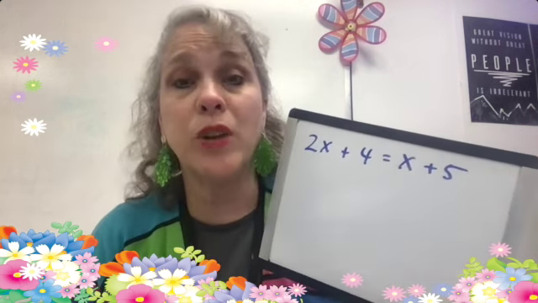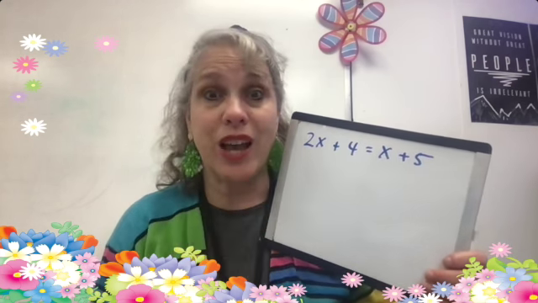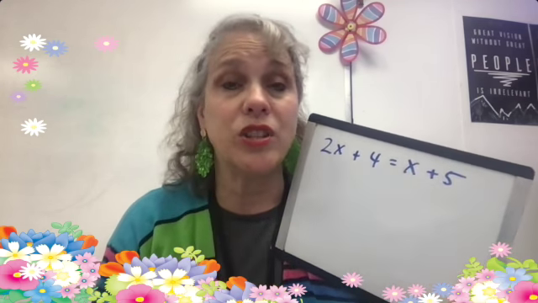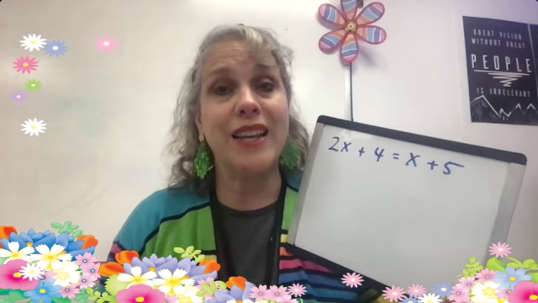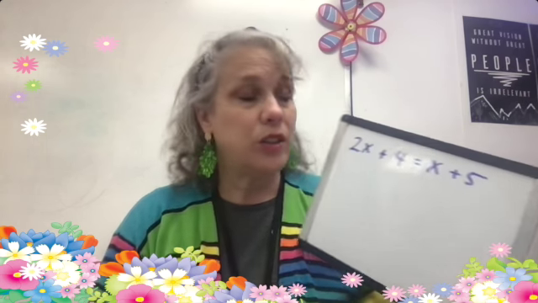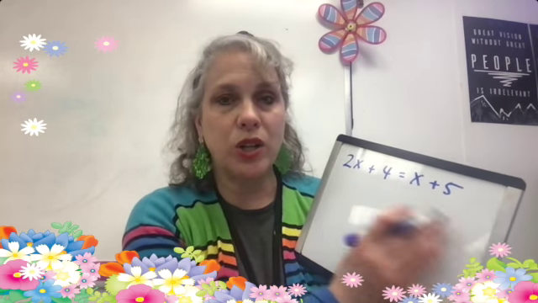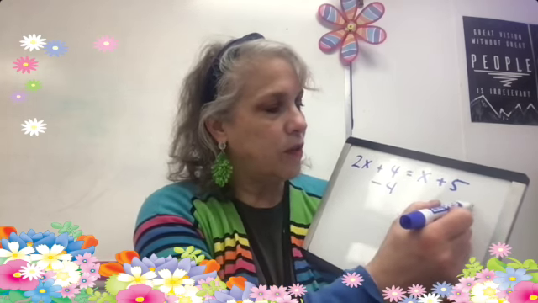2x plus 4 equals x plus 5. Now on this problem, we have x's on both sides, and numbers on both sides too. So you just look at it, and let me tell you, you can actually solve these different ways. There's not one exact way of doing it, okay? As long as you follow the rules. So the first thing I'm going to do is I want to get all the x's on one side and all the whole numbers on the other side. So I'm going to subtract 4 from both sides.